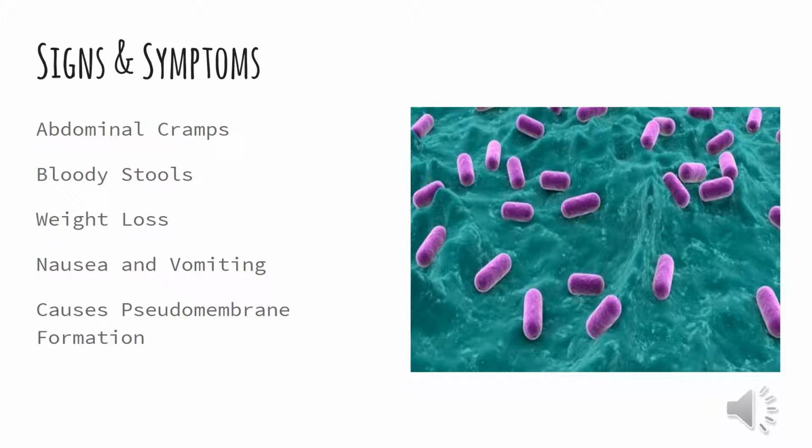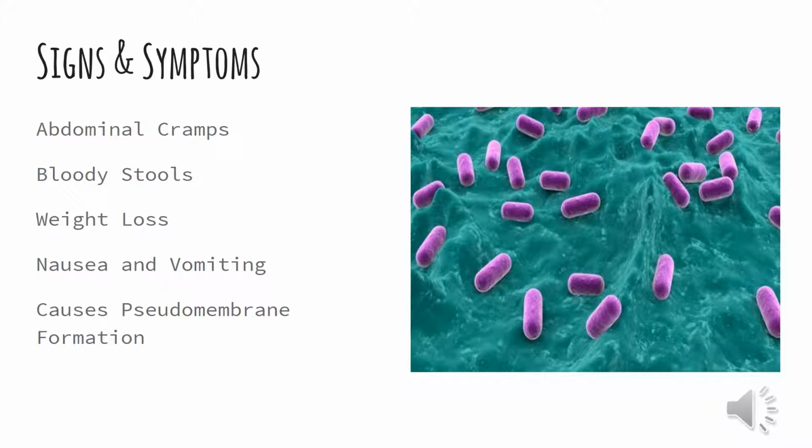Signs and symptoms. Signs and symptoms are abdominal cramps. It can be short or long. It can be mild, and again, it can be severe. Bloody stools can definitely happen because of the proliferation and how uneasy it is to break down everything in the bacteria causing proliferation within the bowels.